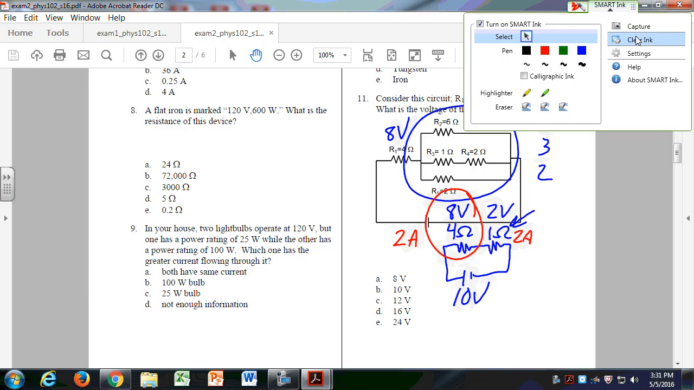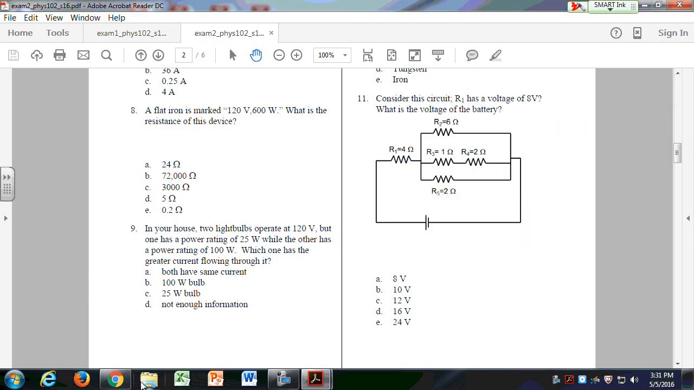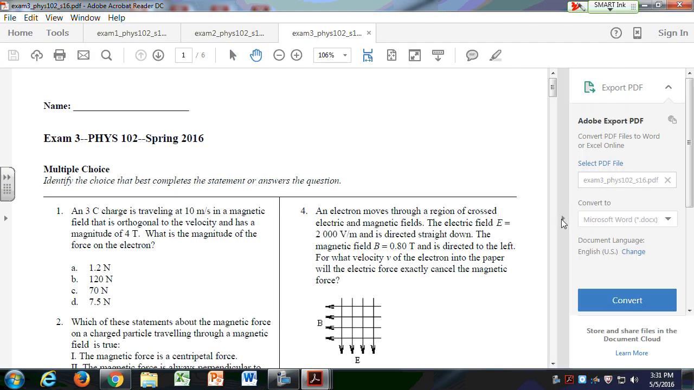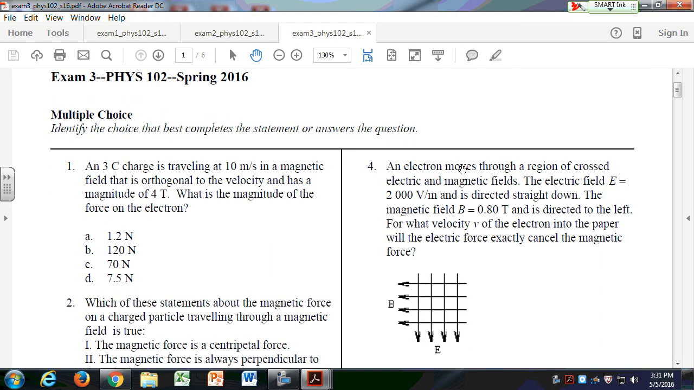Let's go into the next one. What was this? Magnetic fields and stuff. I'm just going to scroll down through. Y'all take a look and see what you think.